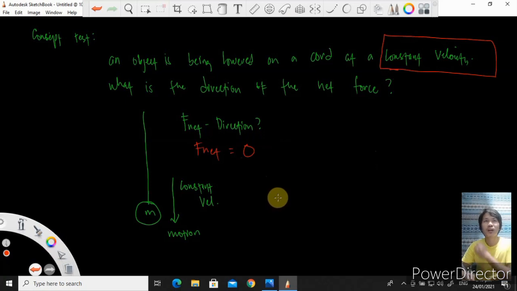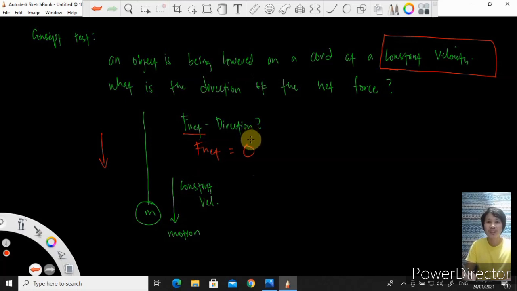Okay? So, constant velocity, no external forces. So, pag ang sagot nyo is pababa, mali yon kasi yung motion, pababa. Pero ang tanong ko kasi is, direction ng net force. Constant yung velocity. So, net force is 0. So, walang net force. Wala kang bibigyan ng direction. See, net force is 0 eh.